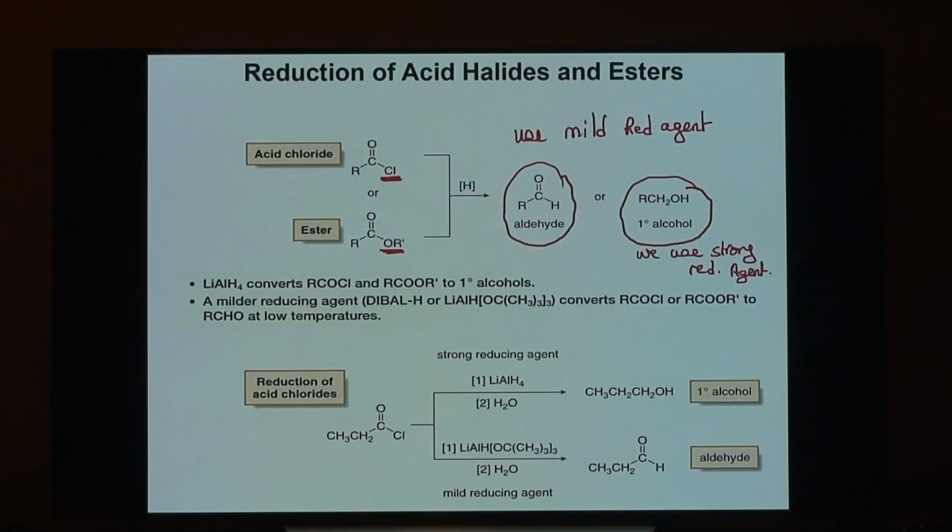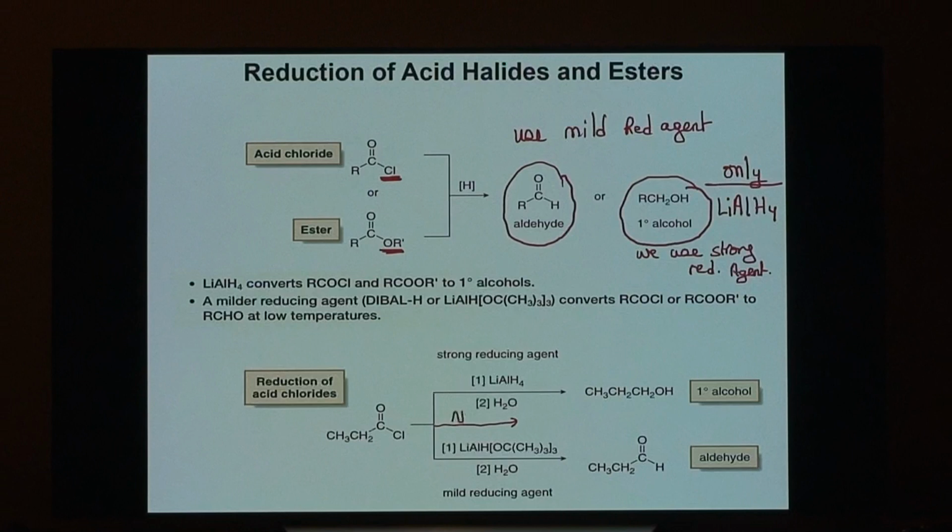By the way, sodium borohydride, NaBH4, does not reduce the derivatives of carboxylic acid. So it doesn't reduce the acid chloride and it doesn't reduce the ester. What reduces those two is just the lithium aluminum hydride. So the strong reducing agent that I'm talking about here to form the primary alcohol is lithium aluminum hydride only, no sodium borohydride. Okay?